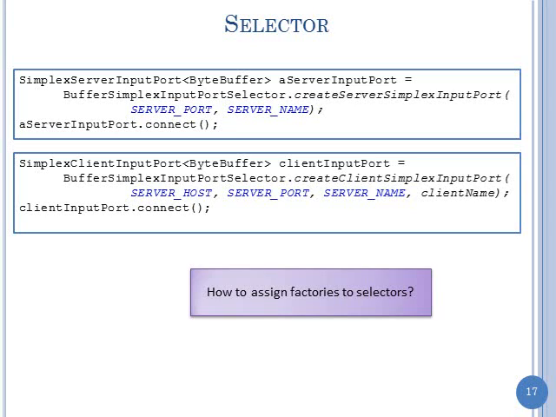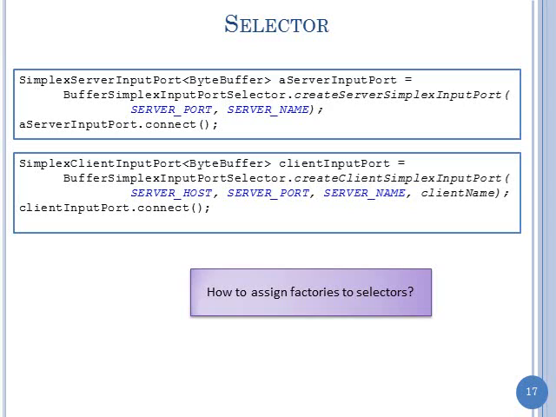So you see here that I'm saying selector.create server simplex input port. That's all I'm saying. And based on what factory is assigned, I will either get the NIO version or the socket version. So the same selector is being used to create both the client port and the server port so that they come in pairs. Okay. So how to assign factories to selectors? Now we've got to do that.